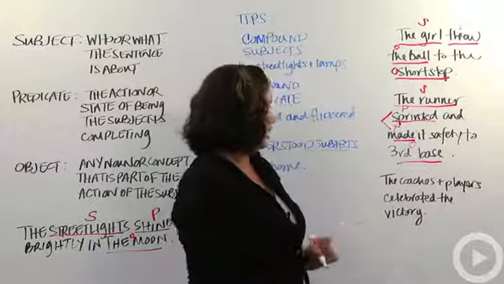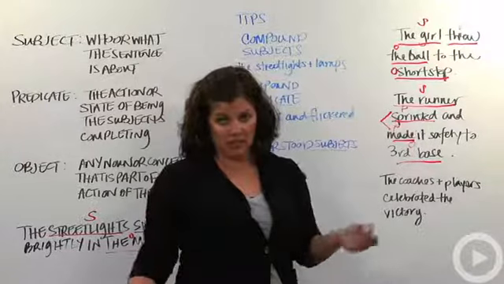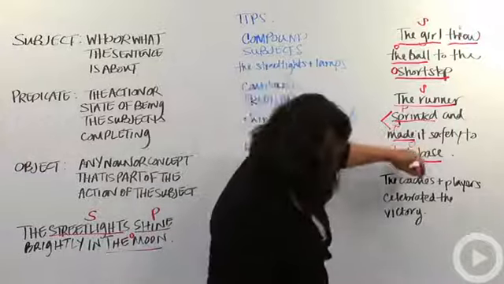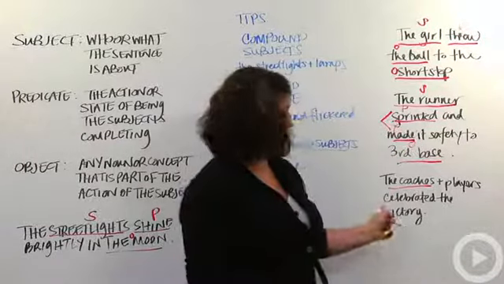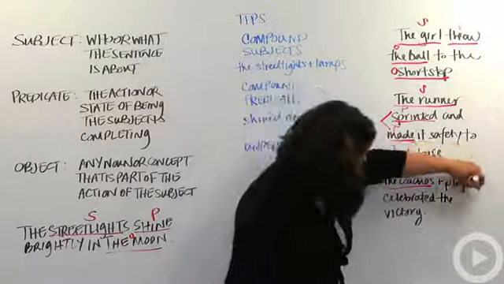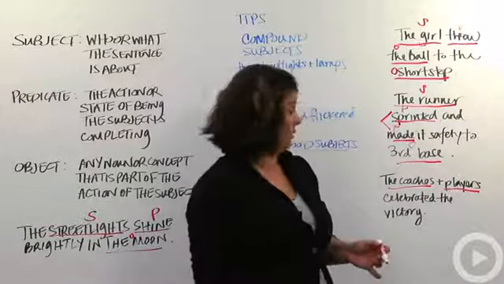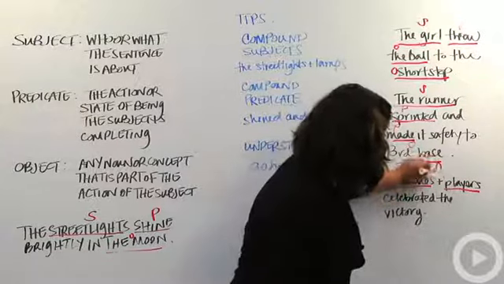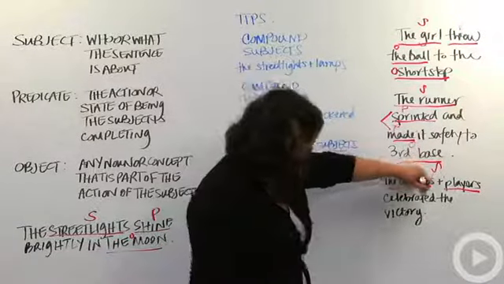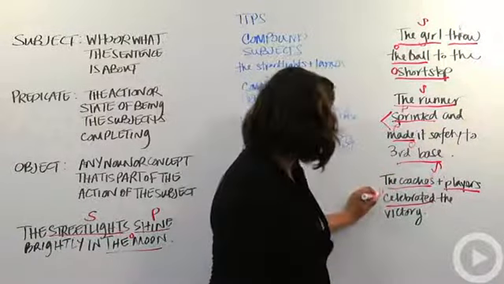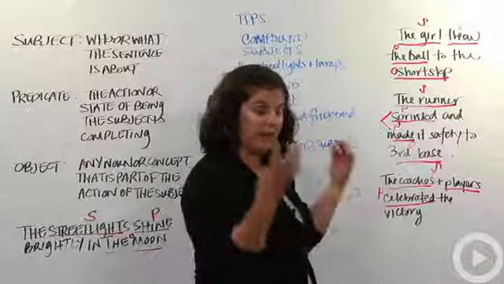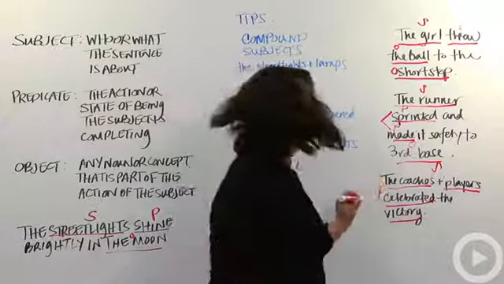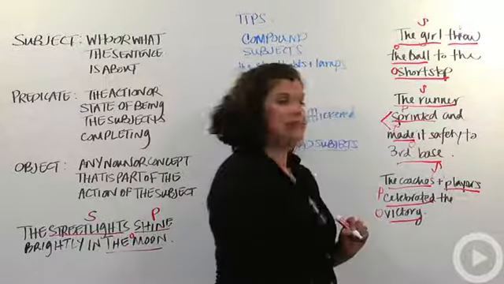All right? Last one. The coaches and players celebrated the victory. Well, who or what is this sentence about? Well, it's about the coaches. They're celebrating. But we've got to also note that the players are celebrating. So we've got an example of a compound subject here. And what are they doing? We already said they were celebrating. So that's our predicate. And the thought that completes that predicate, the object, is they're celebrating the victory. So that is our object.